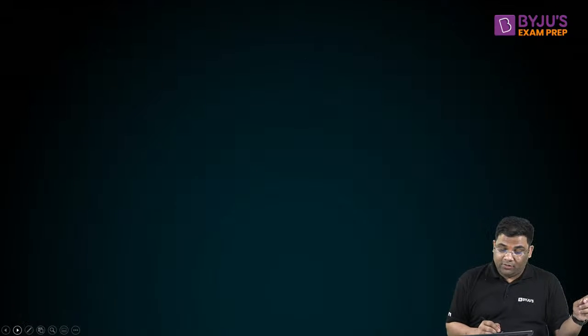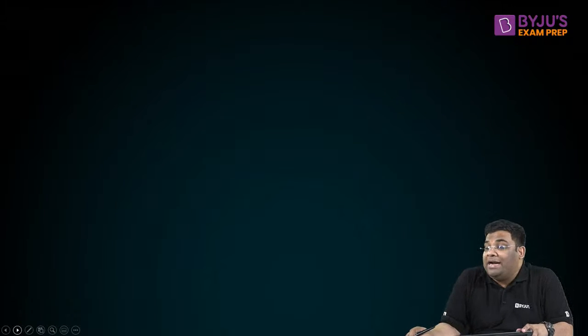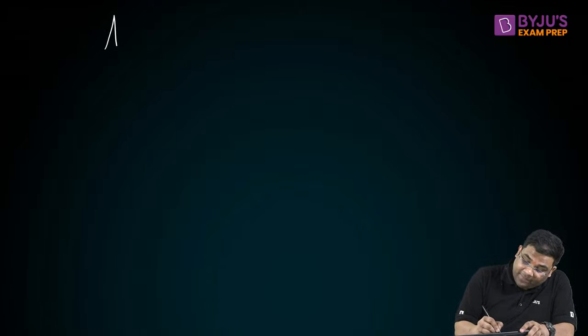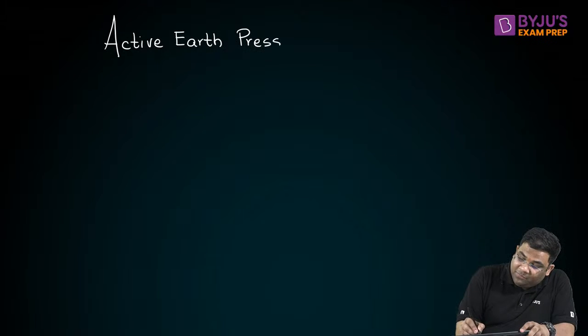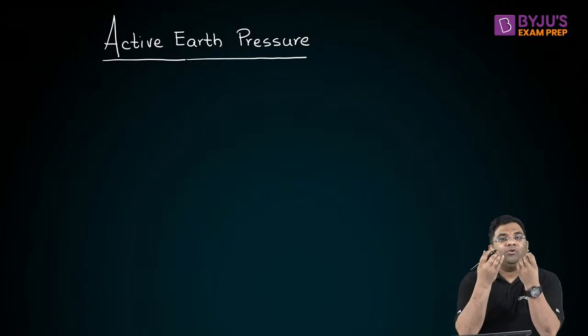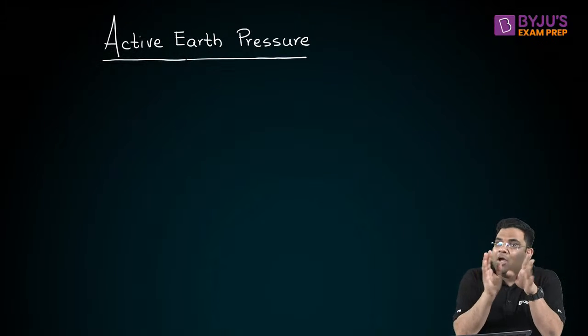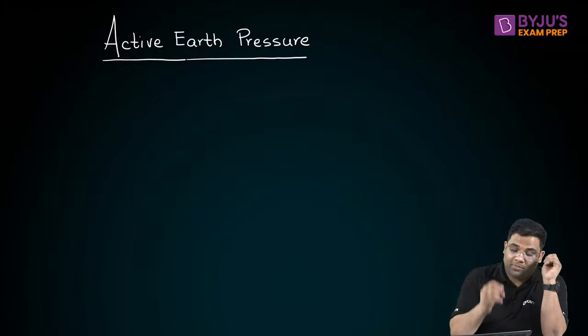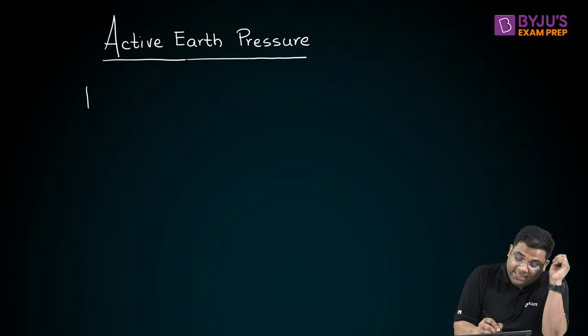What is that important conclusion? Whenever you are finding the active earth pressure, find it due to three things. See, if there is no water table, then pressure due to water will be 0, right? Water table has to be there. Now, always find active earth pressure due to three things.